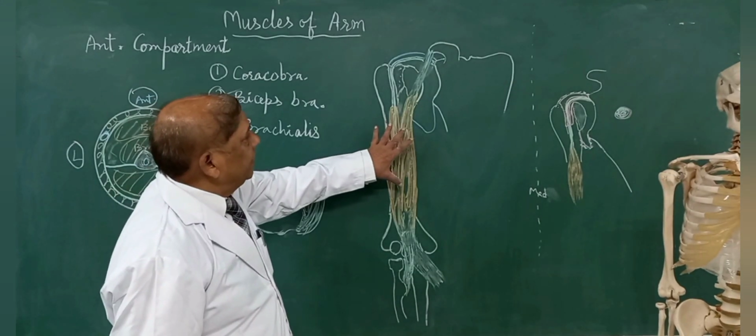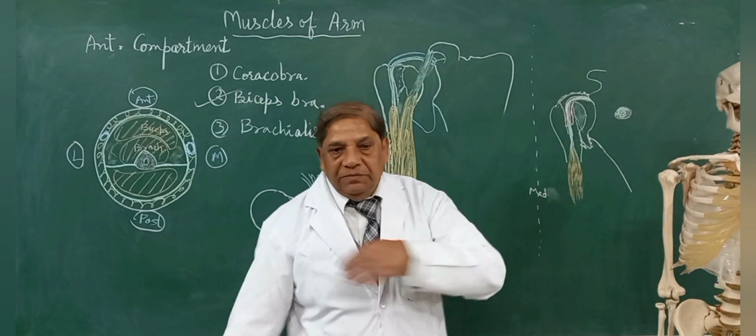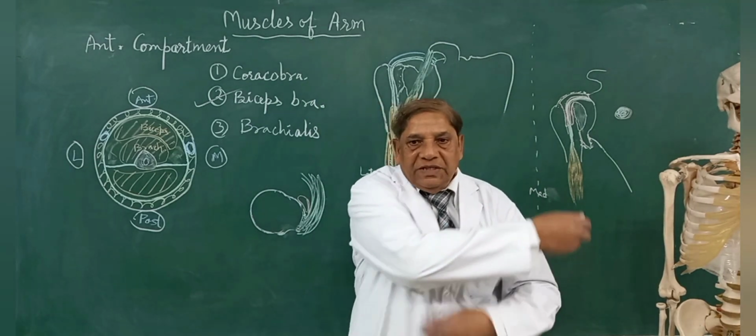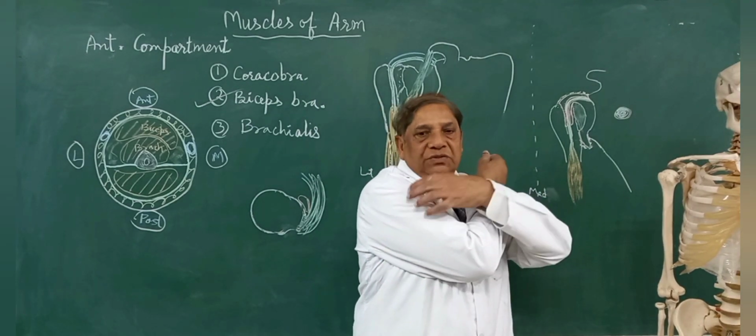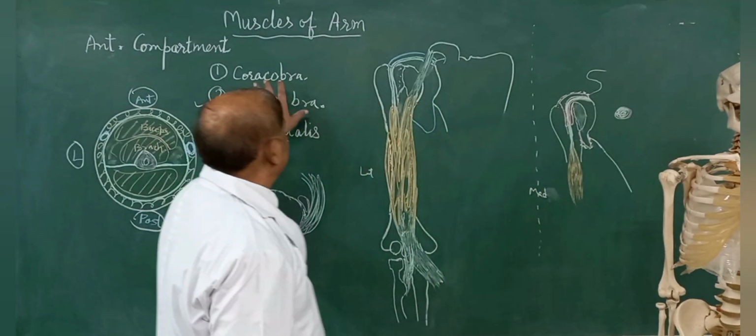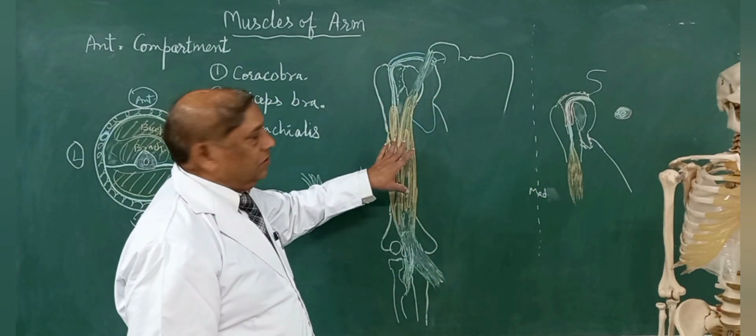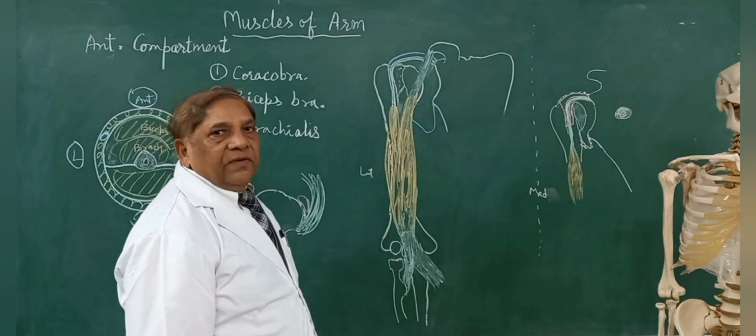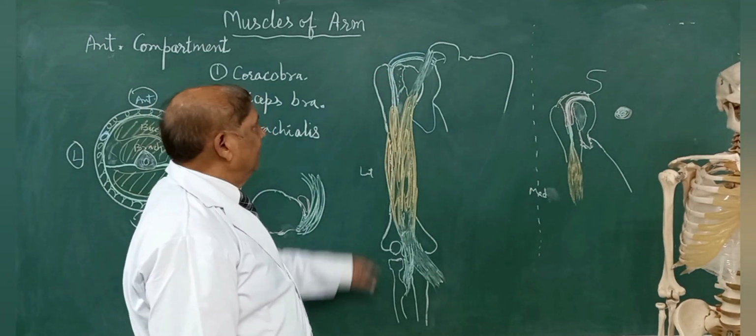So there will be two actions, and one of these actions by these two heads will be that of the flexion of the humerus, which I told you in the last video of the coracobrachialis muscle also. So along with the coracobrachialis, it is the flexion movement of the biceps.